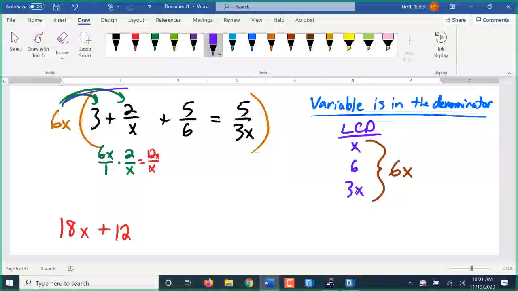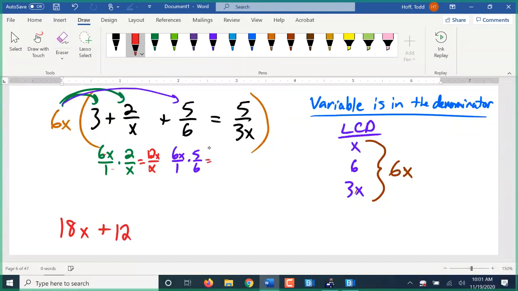The next one here, 6x times 5 over 6. 6x over 1 times 5 over 6. 6x times 5 is 30x. 1 times 6 is 6. 30x divided by 6, 30 divided by 6 is 5, so that's going to be 5x.